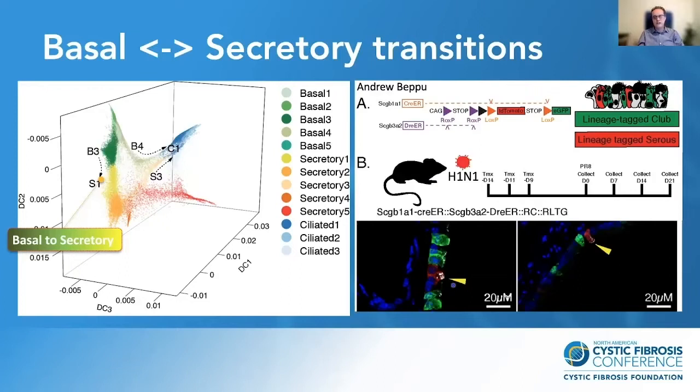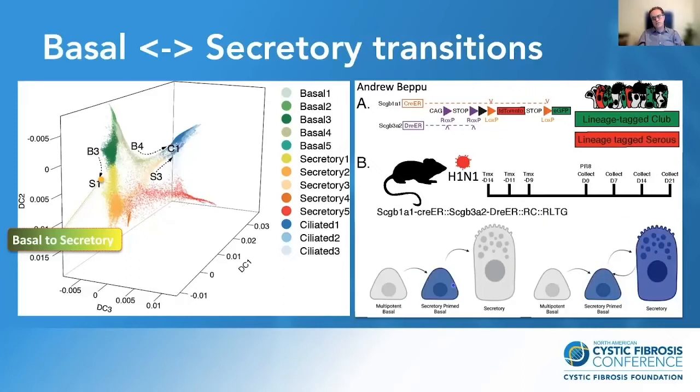And here is the experimental model that is used with H1N1 virus. And just keeping really a long story short, the take-home message here is that performing this type of specific injury, we were able to observe that not only we can observe a transition of secretory-primed basal cell to secretory cells, but also in this specific context, a subset of secretory cell are able to go back and transition to a basal cell phenotype.